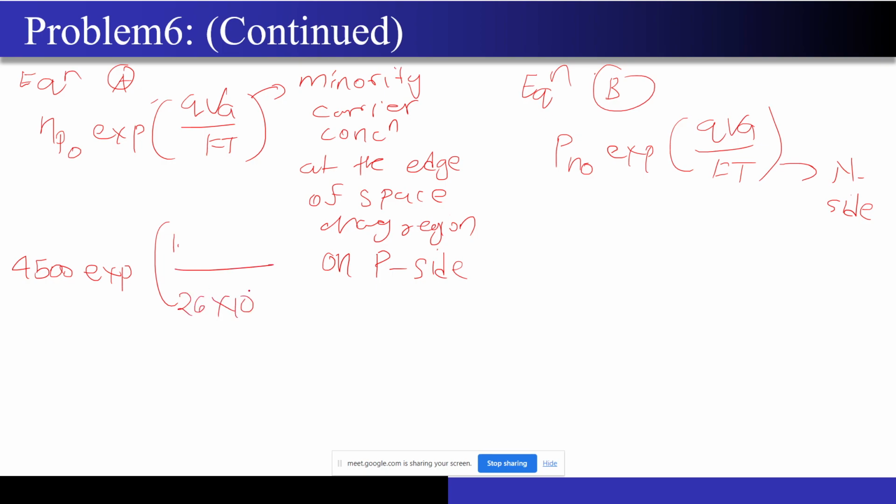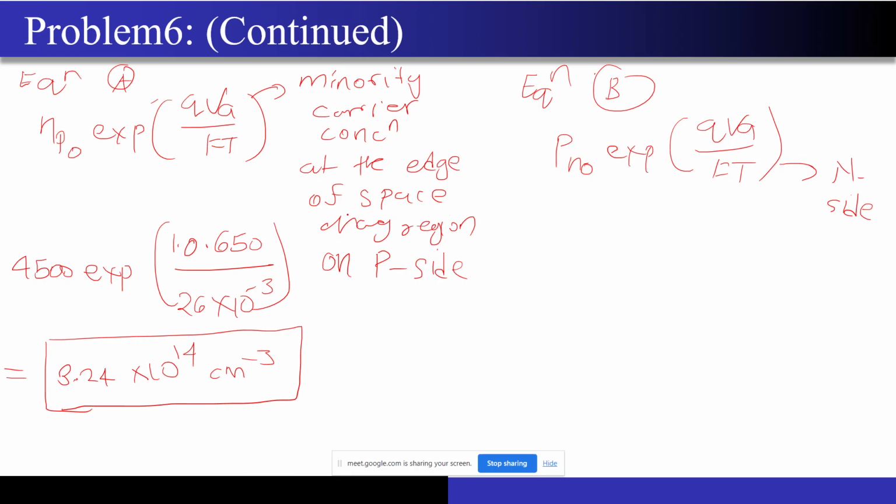So 26 into 10 to the power minus 3, and now I just have to put the value of Va over here, right? So now what is this Va? V has been given as around 0.650, so 0.650, right? So now this value, if you find out, will come out to be around 3.24 into 10 to the power 14 per centimeter cube, right? And this is nothing but this thing that I am telling you over here.